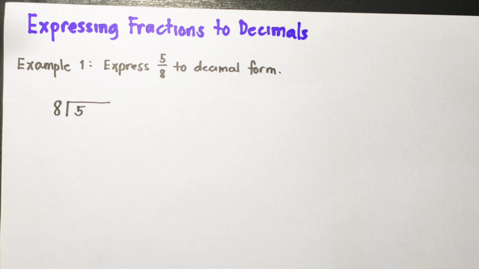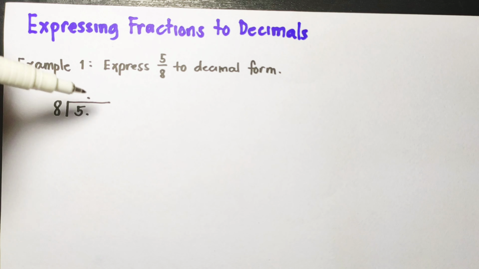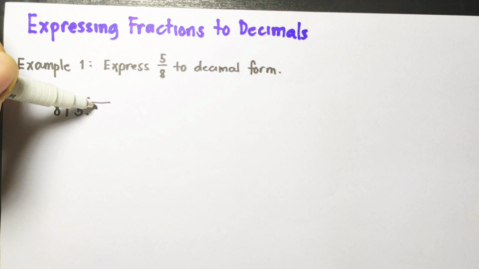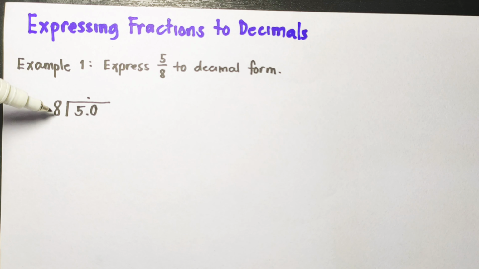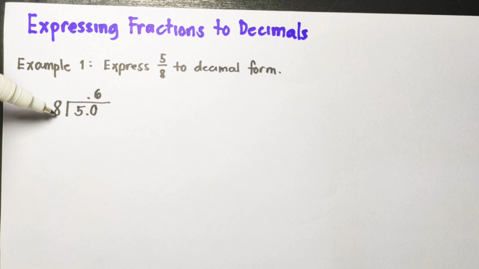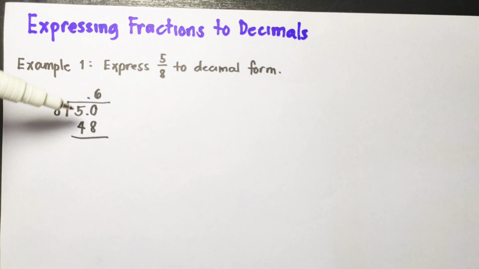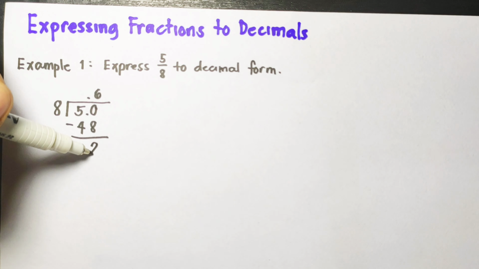Okay, so ilang 8 meron sa 5? So that you need the help of a decimal point, then add 0. So how many 8 can you get doon sa 50? Meron tayong 6. 6 times 8, we have 48. Then subtract, this will become 2.